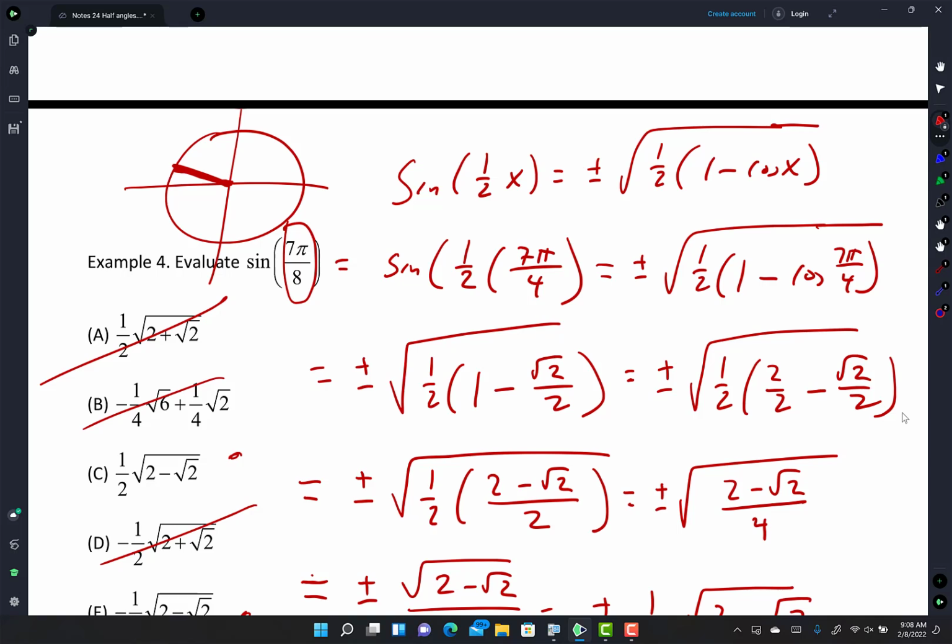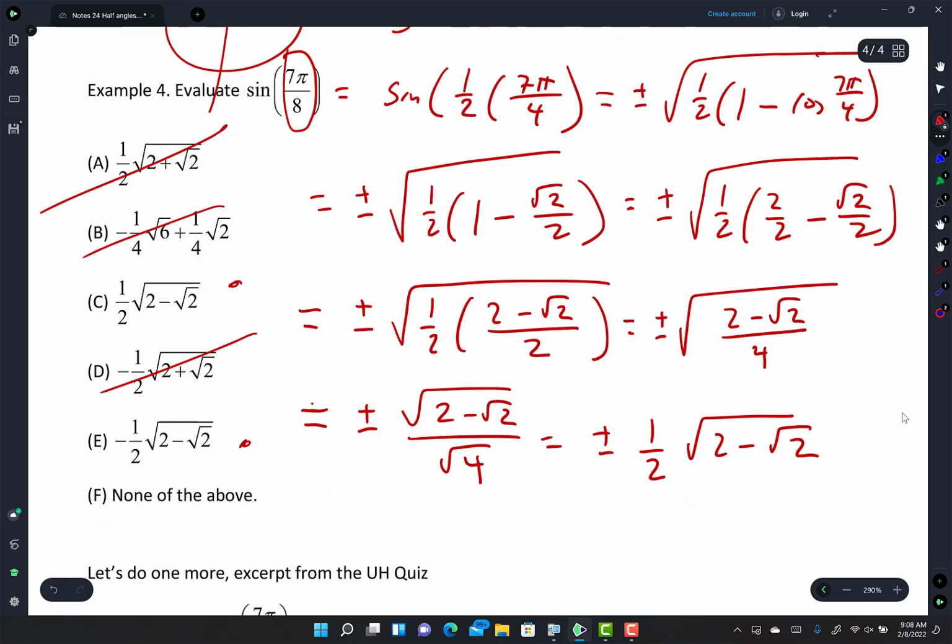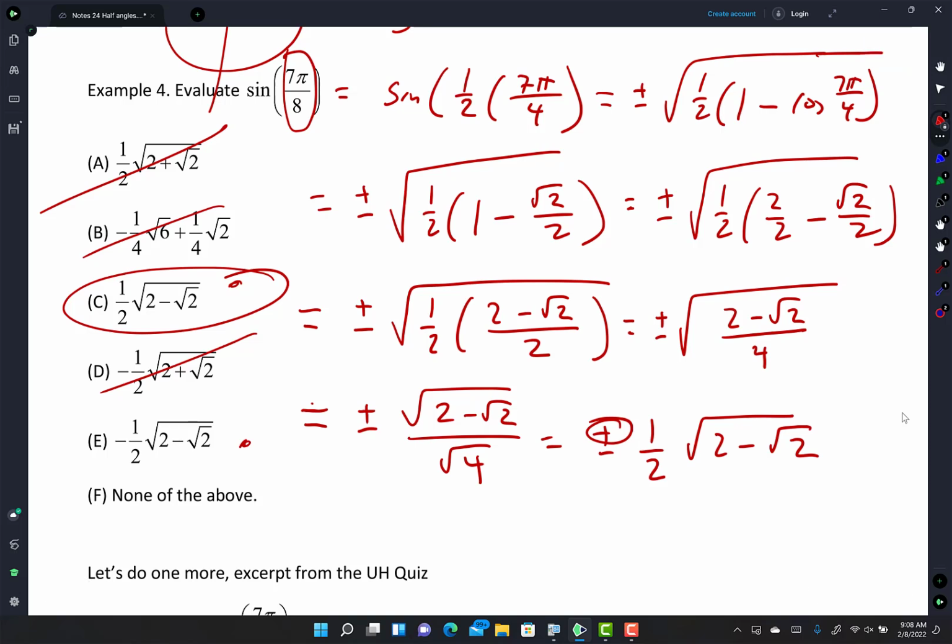In quadrant 2, is sign positive or negative? Uh-oh, what? I heard 2 answers. It's positive. Sign is positive in quadrant 2, guys. So it's letter C. Cool or not cool? Cool.